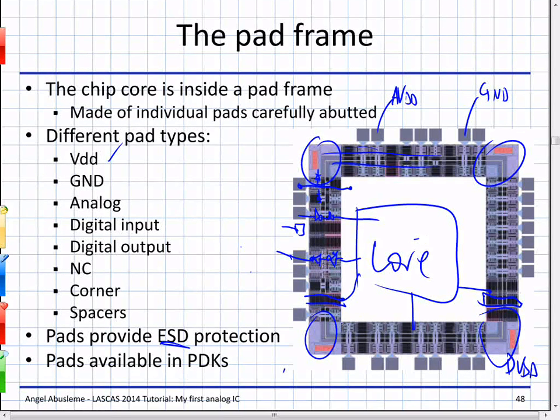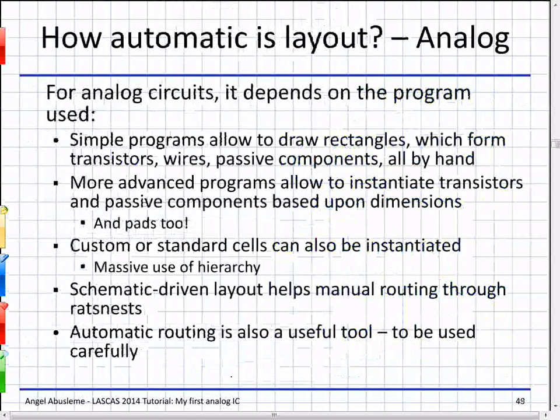Okay, and each one of these is a path, and you get that from the PDK. What are PDKs then? Process design kits, right? So you get them from the manufacturer. Okay, how automatic is layout?